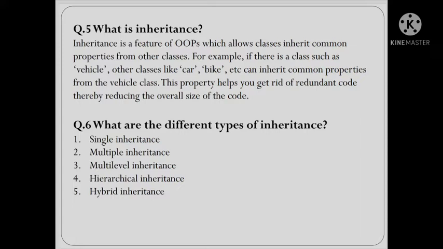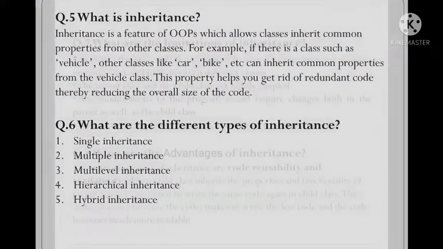There are 5 types of inheritance: single inheritance, multiple inheritance, multi level inheritance, hierarchical inheritance, and hybrid inheritance.